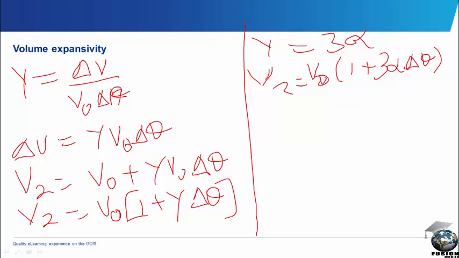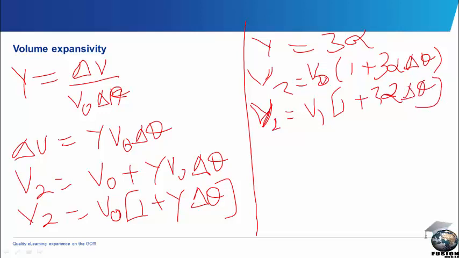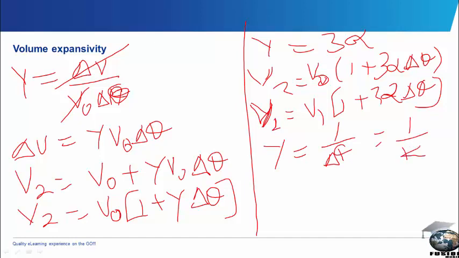But some textbooks write V naught as V1, so we can rewrite volume as V1 brackets 1 plus 3 alpha delta theta. In terms of units, volume up will go with the volume down, and what will remain there is only change in temperature. So gamma will be equal to 1 over change in temperature, which will be equal to 1 over Kelvin in units. So the unit of gamma is also per Kelvin.